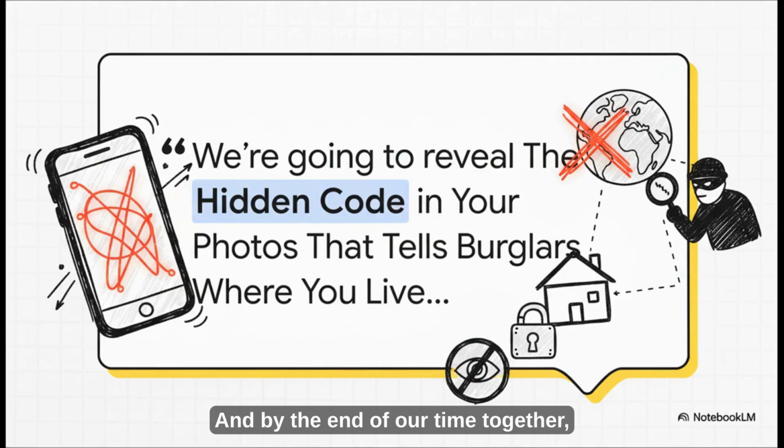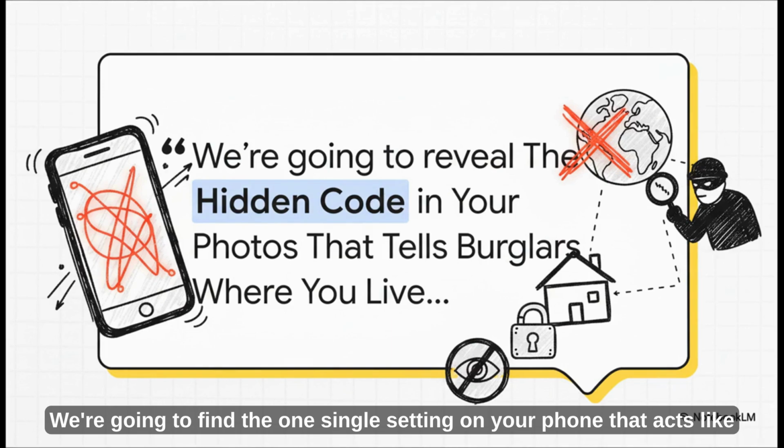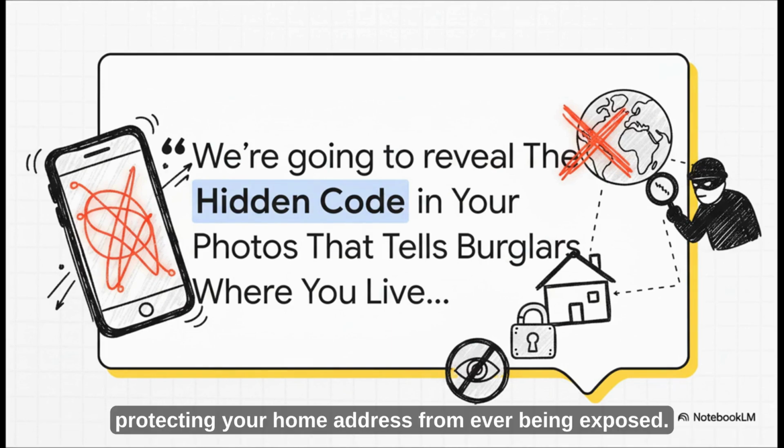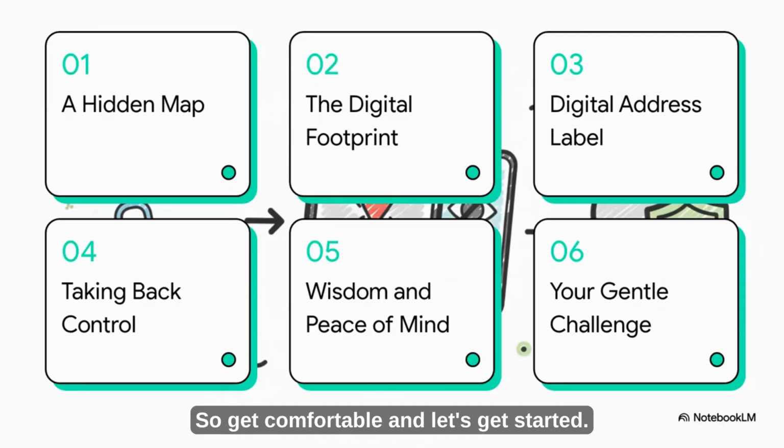And by the end of our time together, you won't just know about the problem, you'll have the solution right in your own hands. We're going to find the one single setting on your phone that acts like a master lock, protecting your home address from ever being exposed. It's a tiny change that brings a huge amount of security and honestly, just peace of mind. So get comfortable and let's get started.